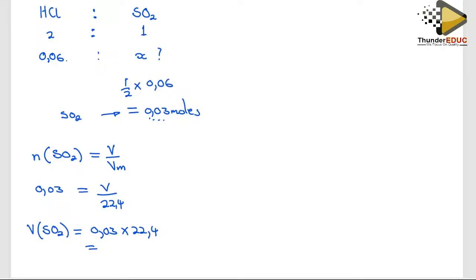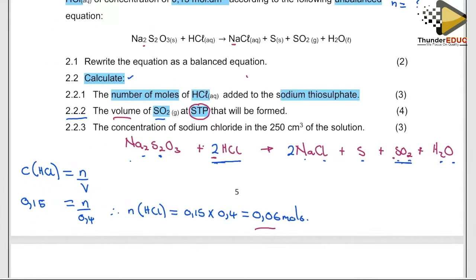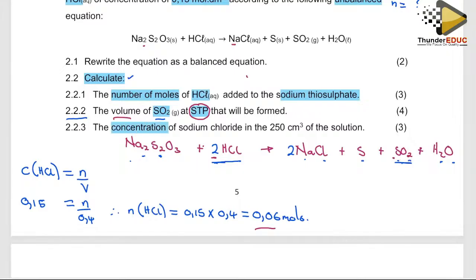So it's 0.672, right? So it's the volume there, and I'm supposed to say it in dm cubed. Then after that, it means we are done with question 2.2. Then we're proceeding to question 2.2.3. So we are asked to calculate the concentration of sodium chloride, right?